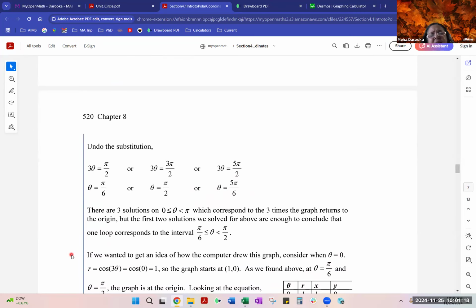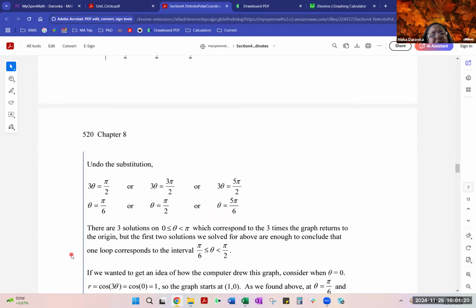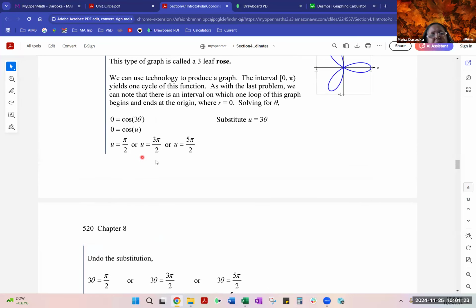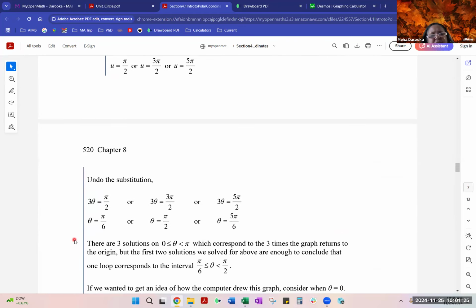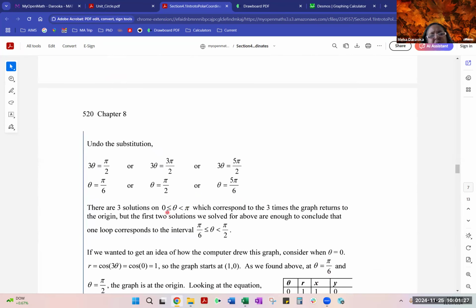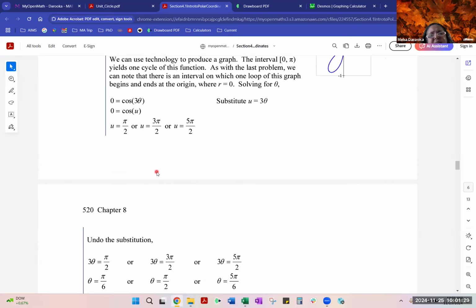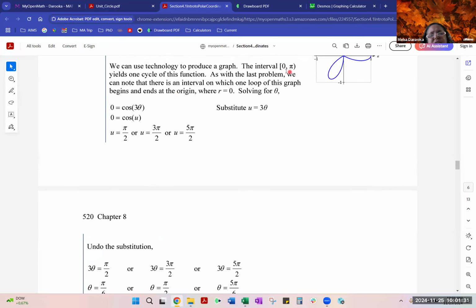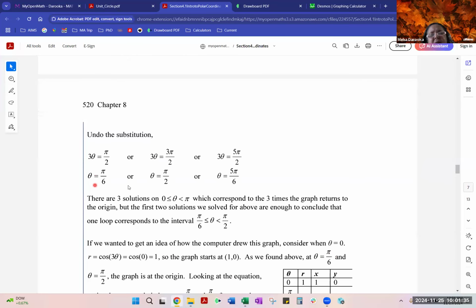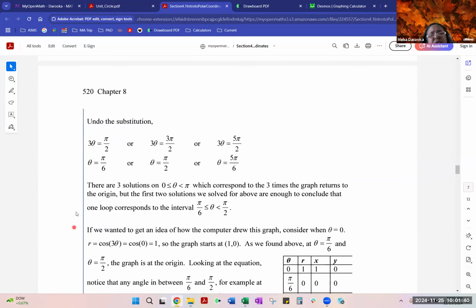So the idea here, and that's what I was looking for, is that the reason we are going out to 3 angle measurements here is because we know that one full cycle for this function is going to be between 0 and pi. So once we clear up our theta, you will see these values will be between 0 and pi. So they're saying there are 3 solutions on that interval between 0 and pi, which correspond to the 3 times the graph returns to the origin, right?